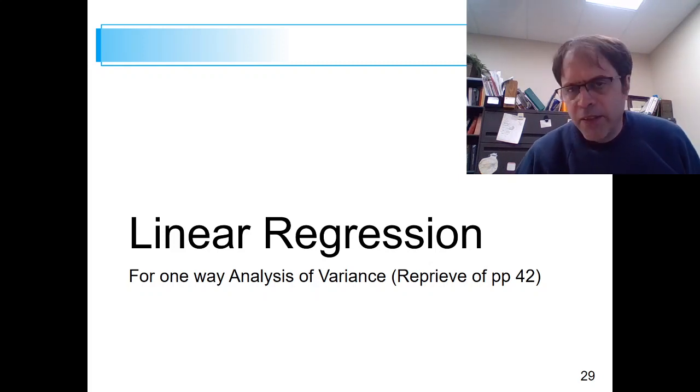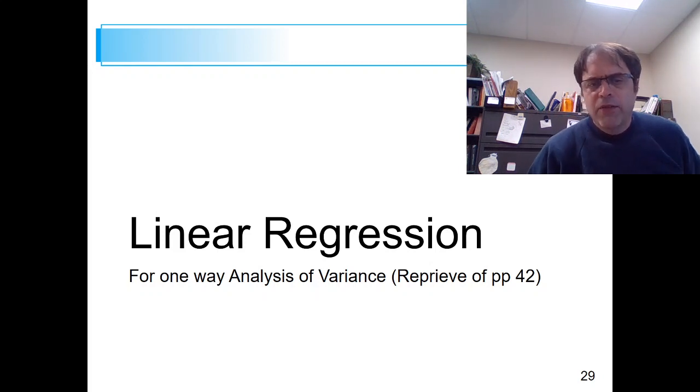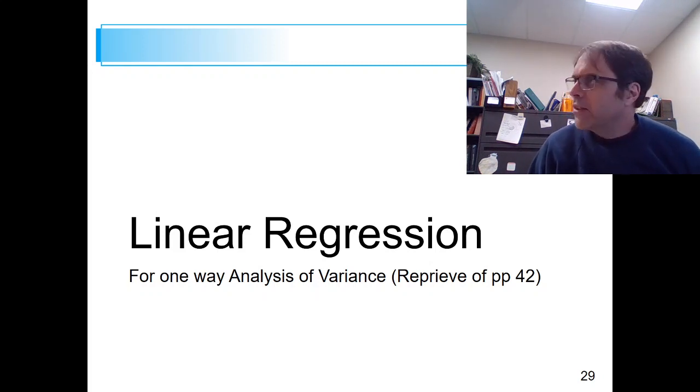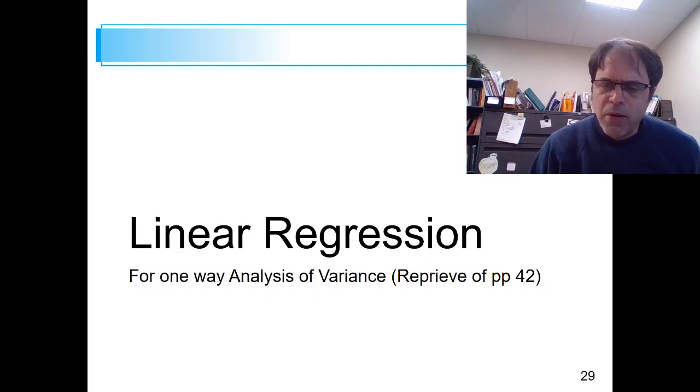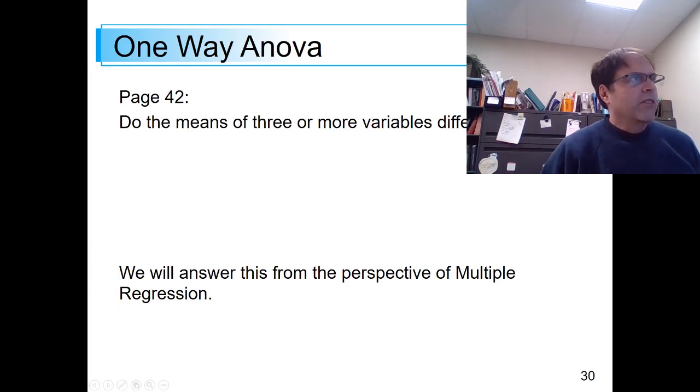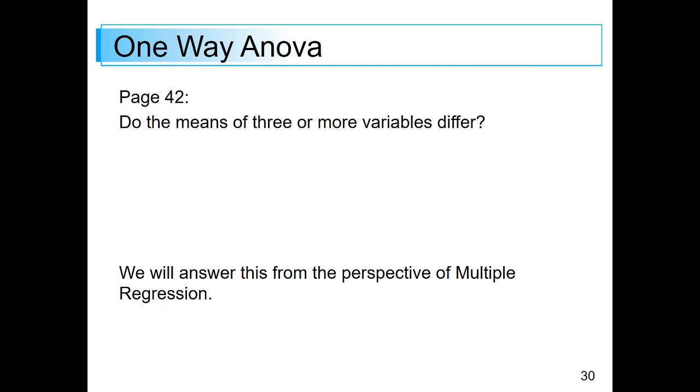Okay, I'm pretty excited about this next video because it's an interesting idea of using linear regression for one-way analysis of variance. We did one-way analysis of variance way back on page 42. That was the null hypothesis that all means were equal. And so here we're going to use linear regression to answer that question. From page 42, the question was, do the means of three or more variables differ? And we're going to answer this from the perspective of multiple regression.